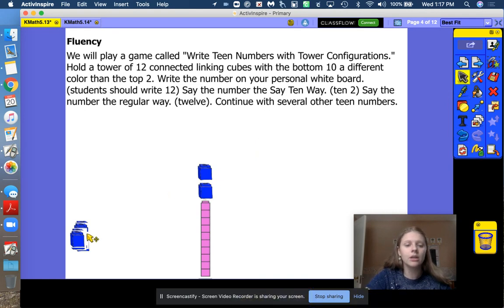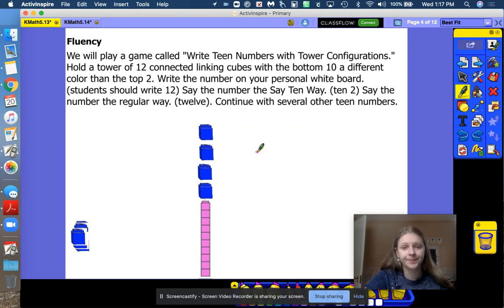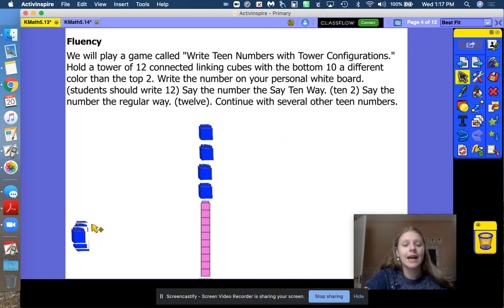Good. Take a look at my tower now and tell me how many I have. Good. Make sure you're counting on. Good job. 10, 11, 12, 13, 14. Write that number on your board. A 1 and a 4. Great job. All right, friends, last one.